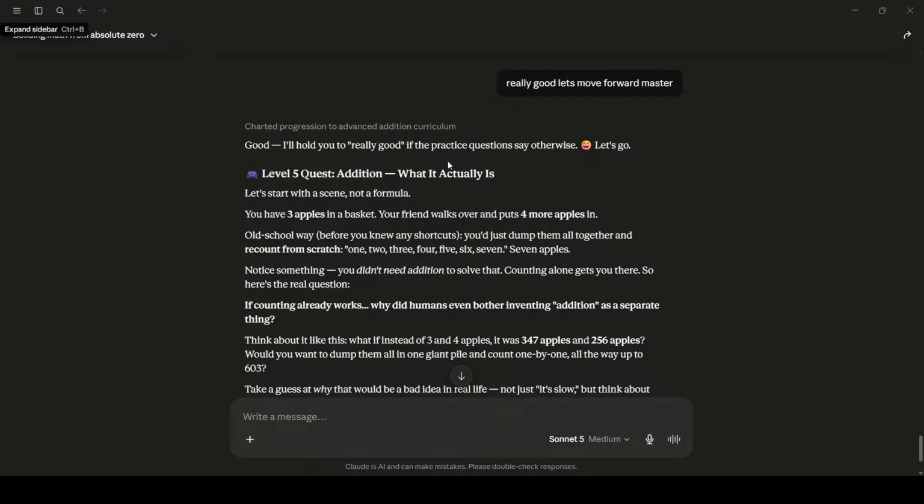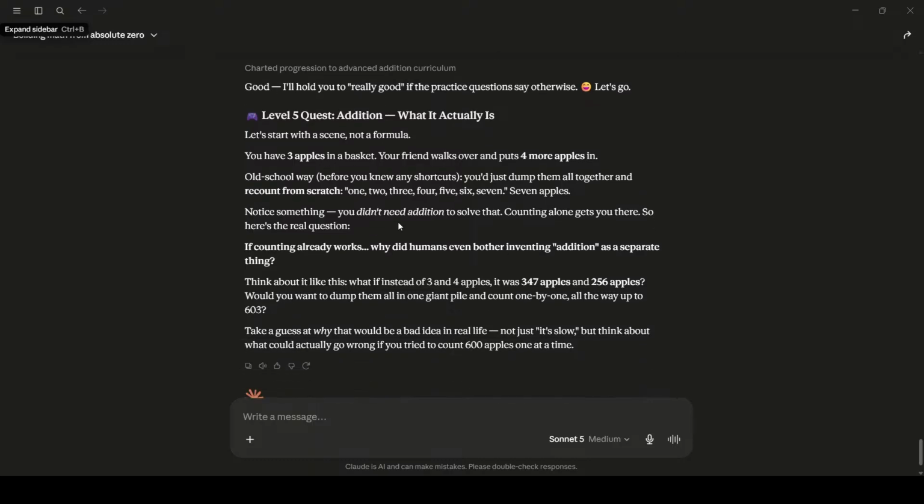Previously, to count each basket, we said 1, 2, 3, 4, and 1, 2, 3. Similar to that, we will count from scratch. So 1, 2, 3, 4, 5, 6, 7. So there are 7 apples. So the addition of 3 and 4 is 7. This is the traditional way, a very simple way to understand what addition really means.